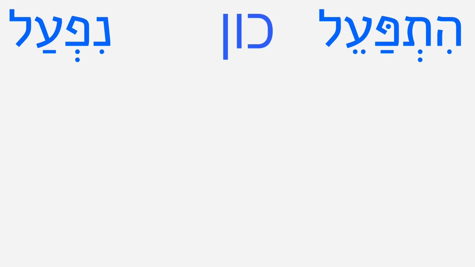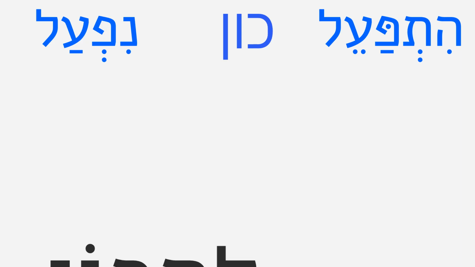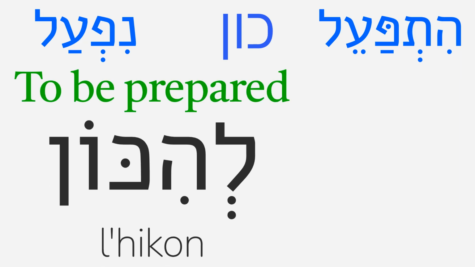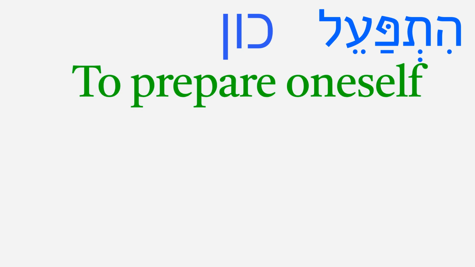Last of all, let's learn how hollow roots are formed in the Hitpael. We've seen the root kaf vav nun before. We used it in the passive nifal binyan to make the verb lahikon, to be prepared. We can also use it in the Hitpael, where it will have a reflexive meaning, to prepare one's self.